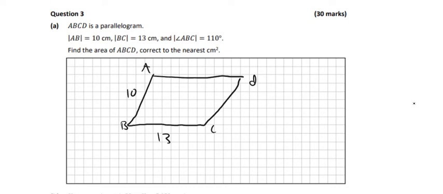And then ABC, so A to B to C, is 110, so 110. And then it'll be the same all the way around, so DC would be 10 and AD would be 13 as well. And you know that ADC is 110. I'll write them in actually.